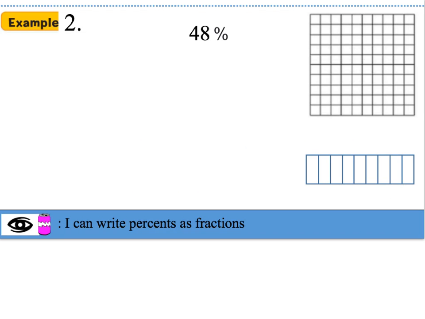So let's go ahead and write 48% as a fraction. We know that a percent is a ratio that compares any number to 100. So I'm going to write 48 over 100. But that can be reduced. I could divide the top and bottom by 4 and get 12 over 25. So 12 over 25 is equal to 48%.